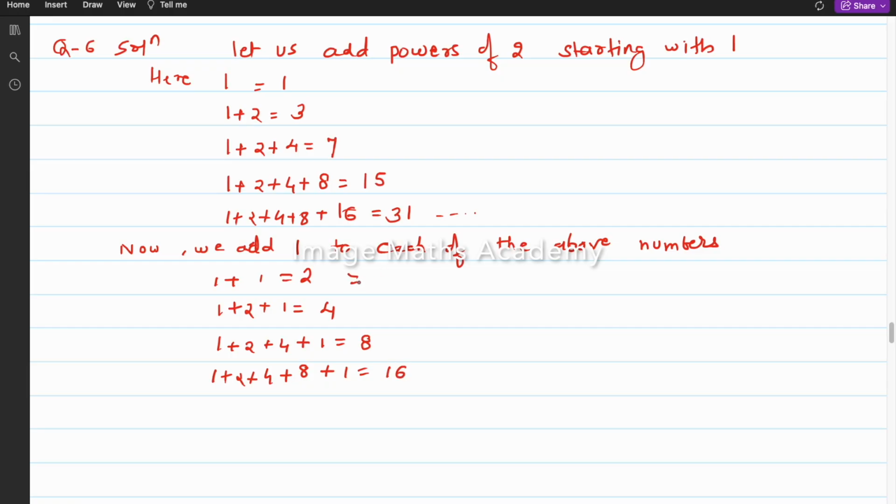So it means this is 2 to the power 1, this is 2 to the power 2, this is equal to 2 to the power 3, and this is equal to 2 to the power 4. So this happens because we are adding 1 plus 1 which is equal to 2. Hence the power of 2 increases.